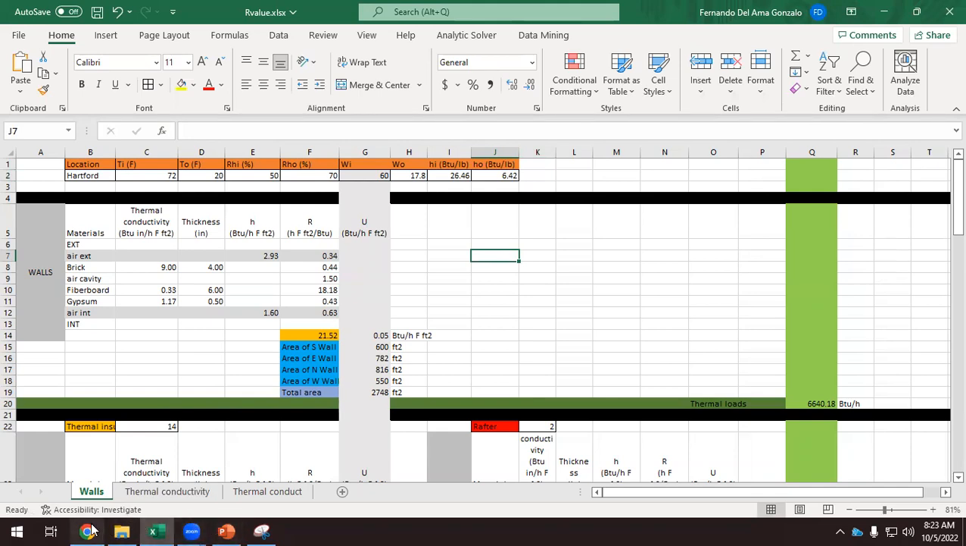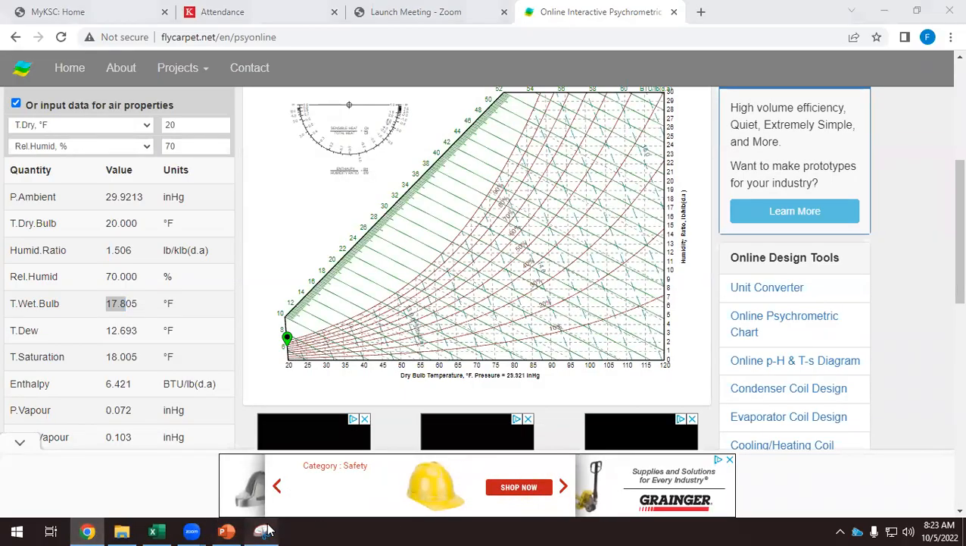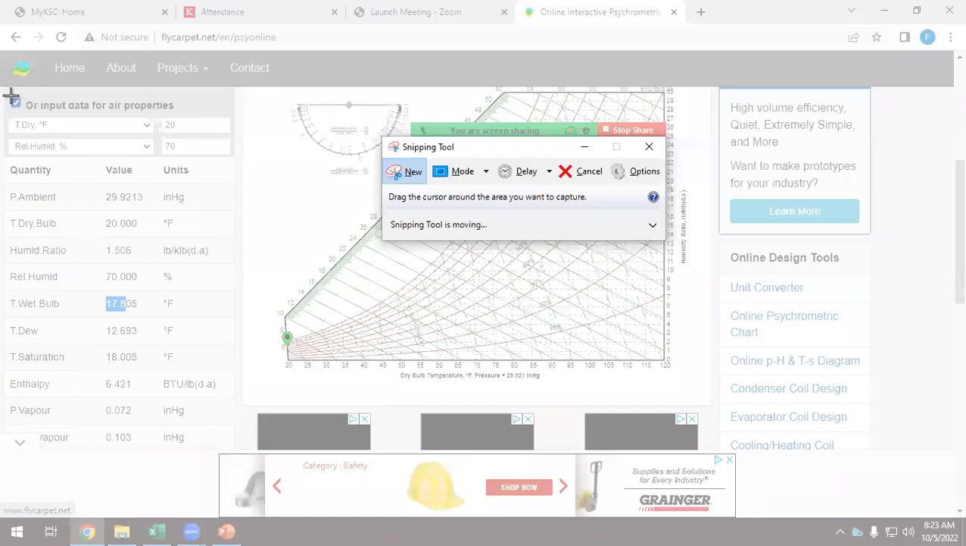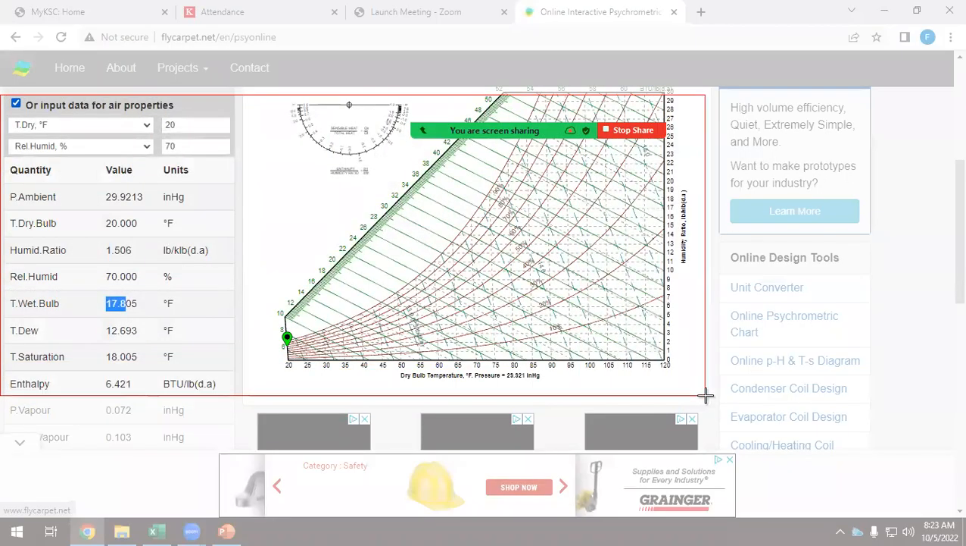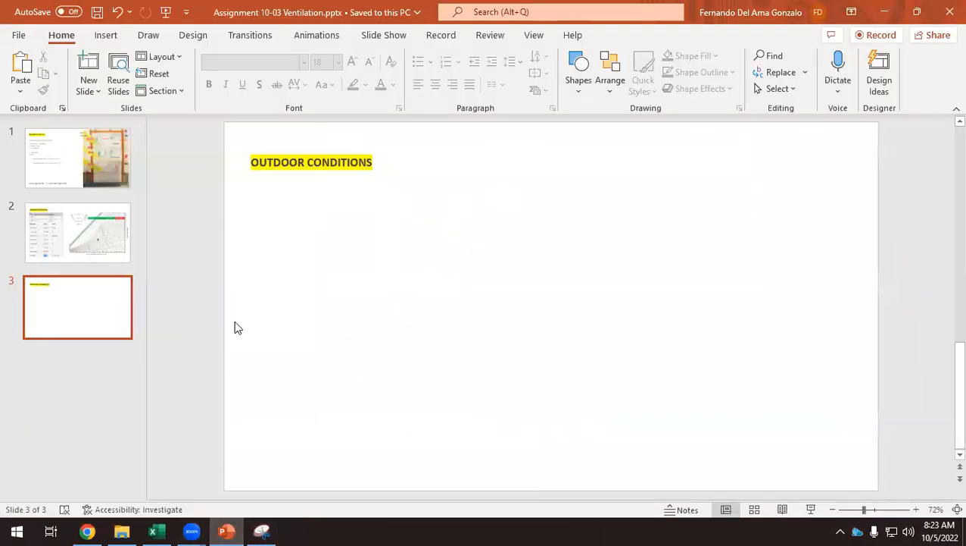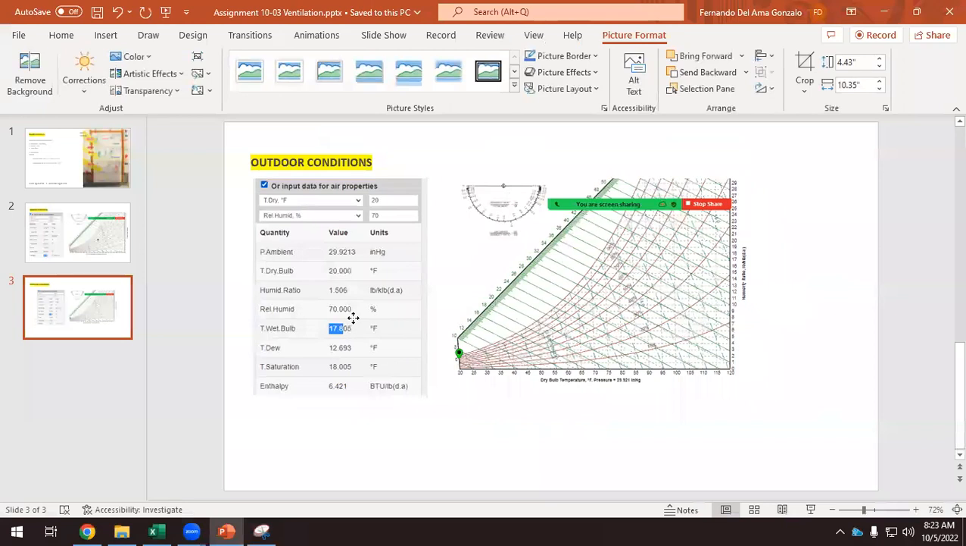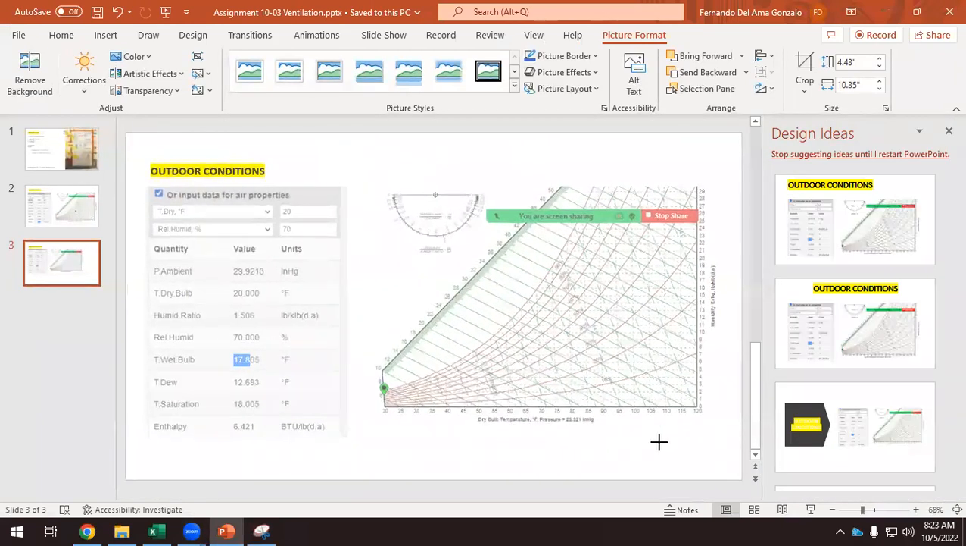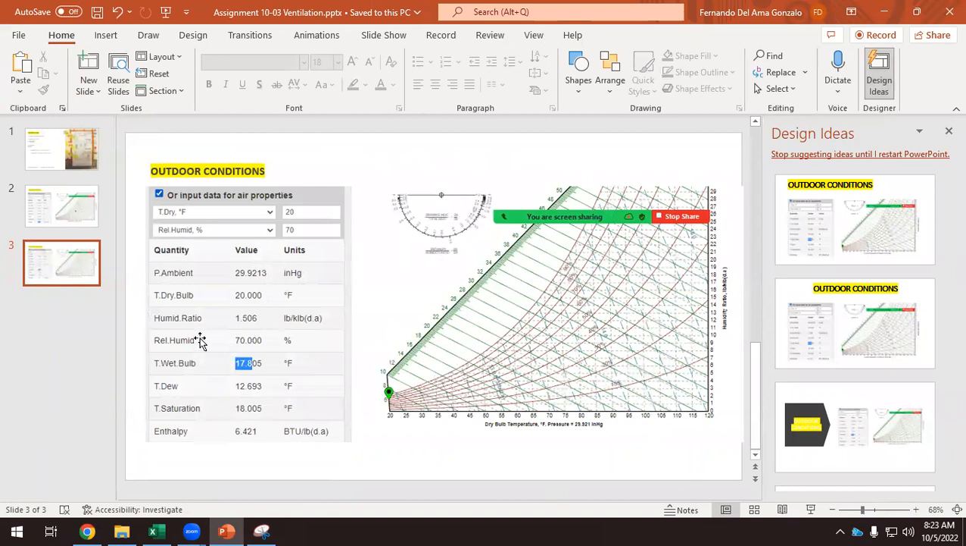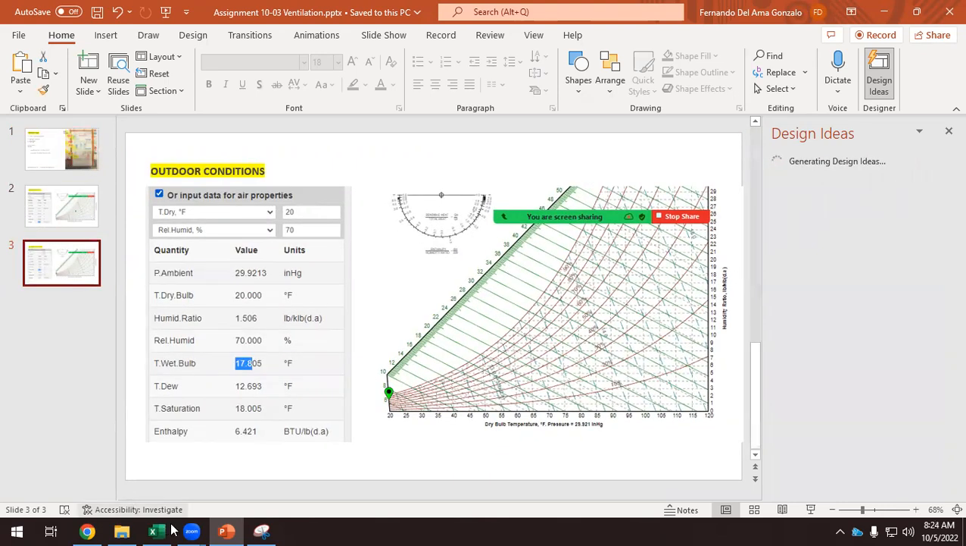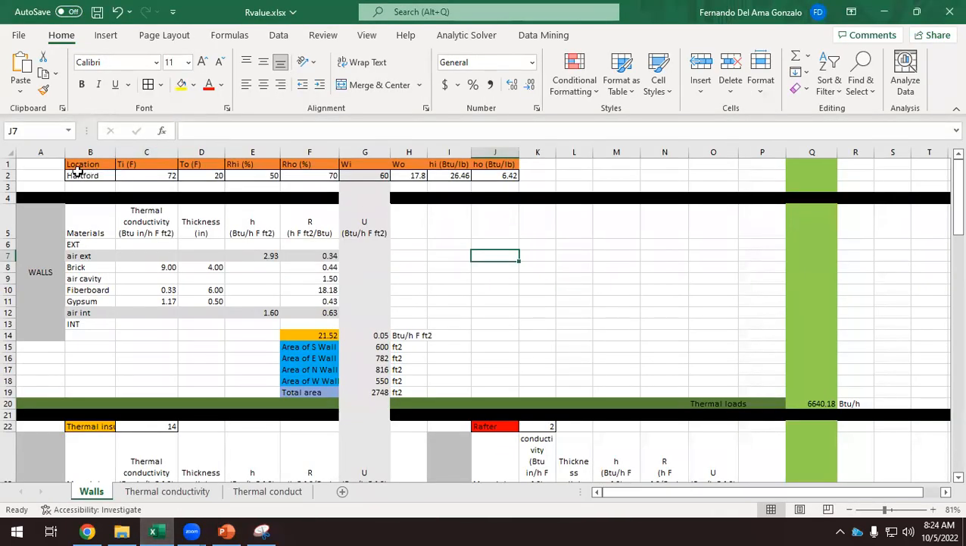Okay. Now I take a screenshot from this, including the enthalpy, and paste it. Okay, so here we have outdoor conditions 20 and 70, wet bulb temperature, and enthalpy here. So that's the first thing we need. We have to type here, we have to extend the data, and we can do that.